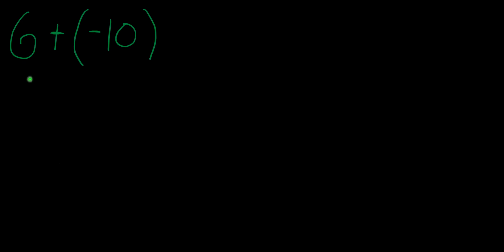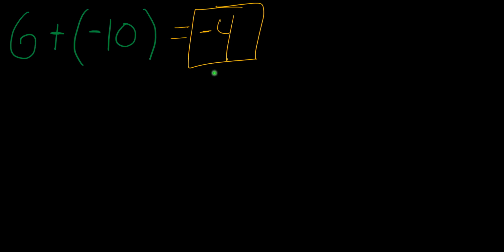So in this example, I have 6 plus negative 10. Because 6 is positive and negative 10 is negative, we can just take the difference between negative 10 and 6. And because our 6 is smaller, our answer is going to end up being a negative. So it'll be negative 4. Because the difference between 6 and 10 is 4, but the 10 is greater, so it ends up being a negative.